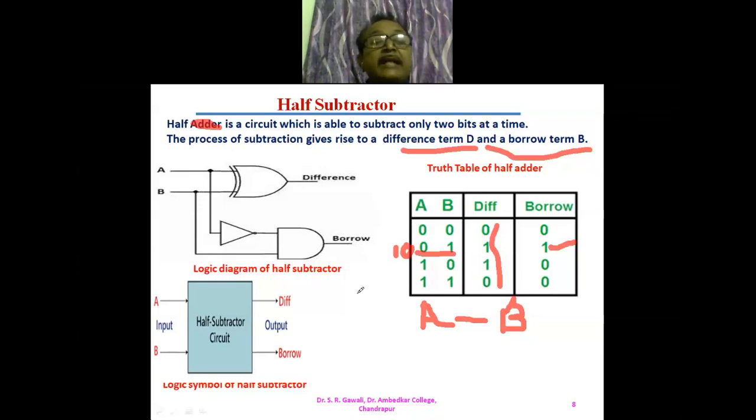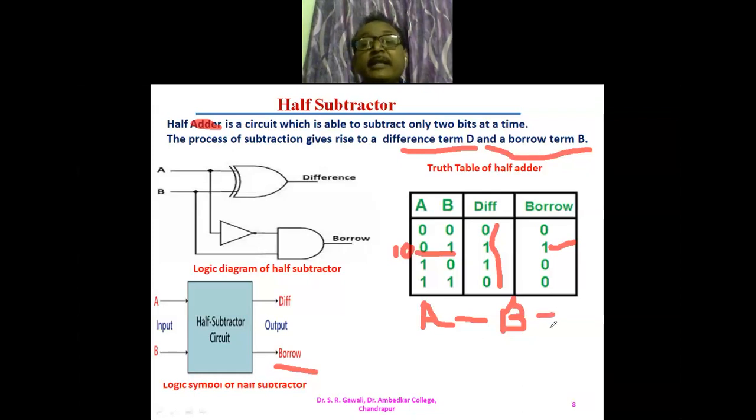Okay. And the logic symbol of the half subtractor has two inputs, A and B, and we get the outputs difference and borrow. These are the two outputs. So this is called the half subtractor. Why is it called the half subtractor? Because it can subtract 2 bits at a time, meaning A minus B. Such an operation can be done with the help of the half subtractor.